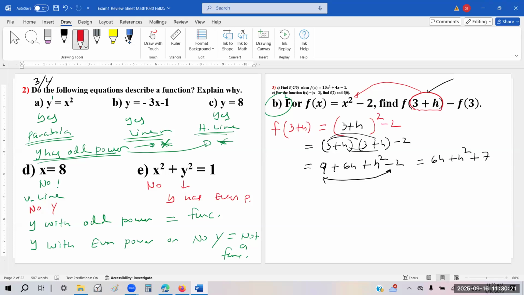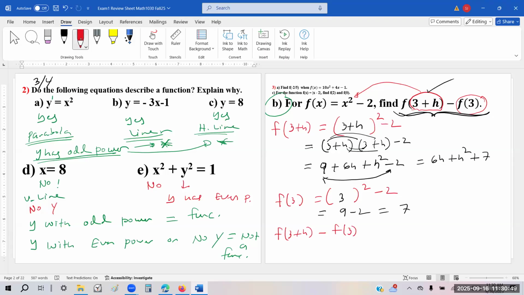And now they're telling us, hey, find f of 3. So you go and replace your x with 3. So you have 3 squared, 9, 9 minus 2 is 7. And now finally you can compute the overall whatever they're asking for. They are saying take f of 3 plus h and subtract whatever you got from f of 3. So this we got 6h plus h squared plus 7. And you're subtracting f of 3, which is 7.